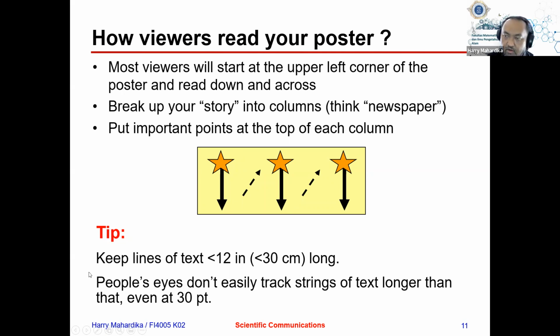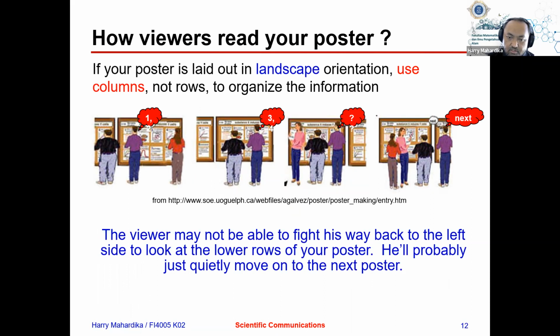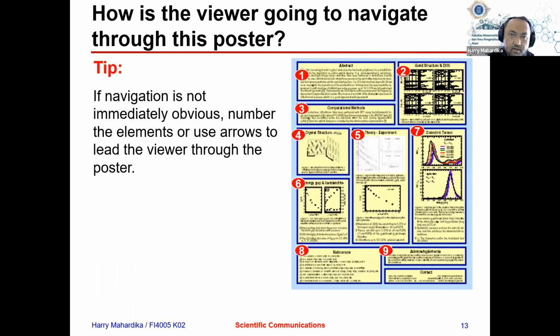The tip for creating this is to keep lines of text less than 12 inches, or less than 30 centimeters long, because people's eyes don't easily track strings of text longer than that, even at 30 point fonts. And if your poster is laid out in a landscape orientation, use columns, not rows, to organize the information. The viewer may not be able to find his way back to the left side to look at the lower row of the poster, and will probably just quietly move on to the next poster.